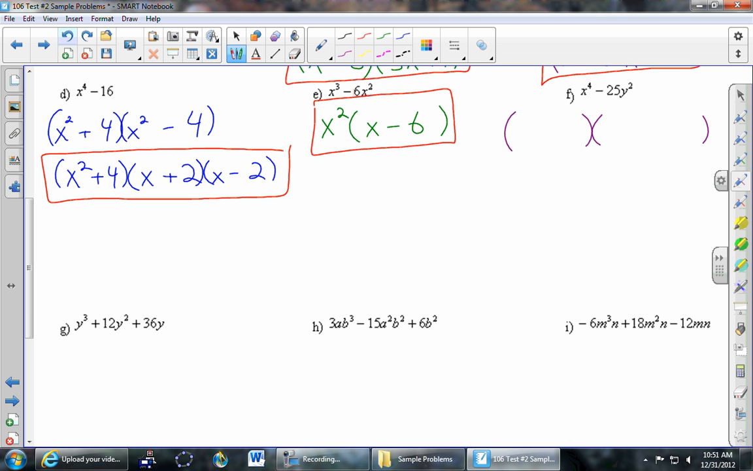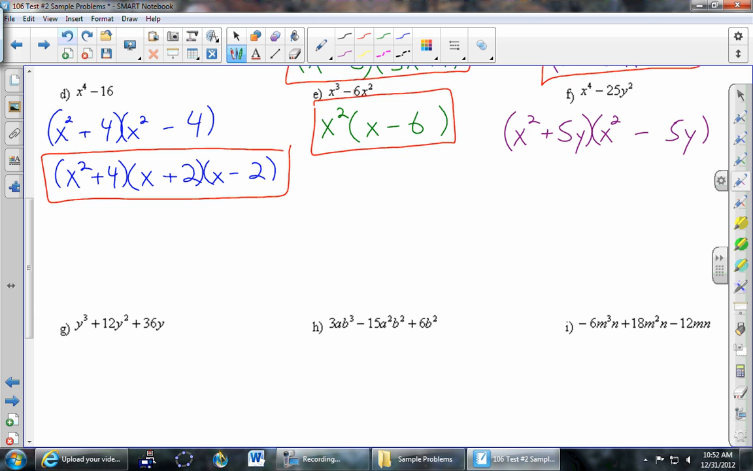So trying to build x to the 4th, we'll do that with an x squared and an x squared. In order to get 25y squared, that's got to be 5y and 5y, one plus, one minus. Now in the previous problem, D, we were able to go further with the minus part, because sometimes that's also a difference of squares.